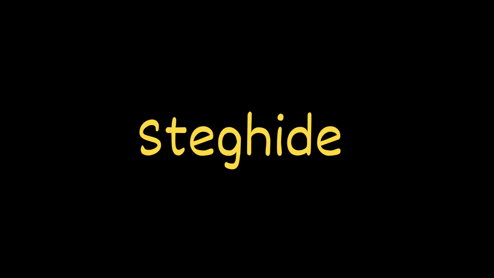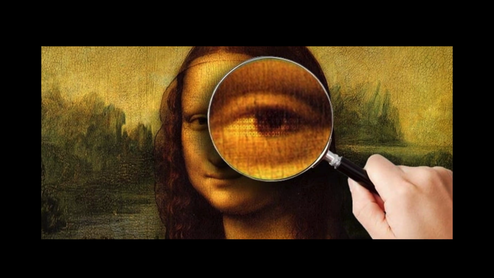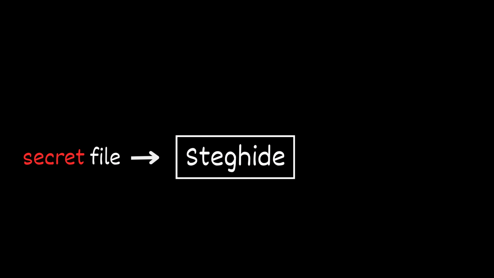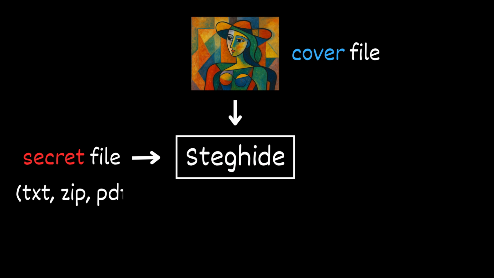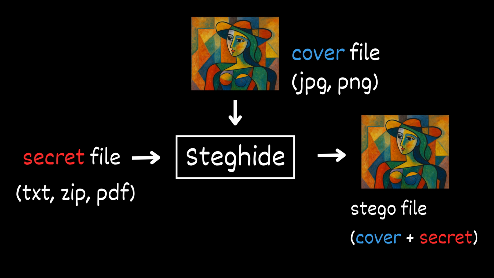So, what exactly is Steghide? It is a powerful command line utility that lets you embed data within images or audio files without visibly altering them. It takes as input a secret file and a cover file. The secret file can be a text file, a zip file, or even a PDF file. The cover file is the carrier in which the data will be hidden. This can be a JPEG or a PNG, for example. The result? A file that looks completely normal, but secretly contains hidden content protected by a passphrase.